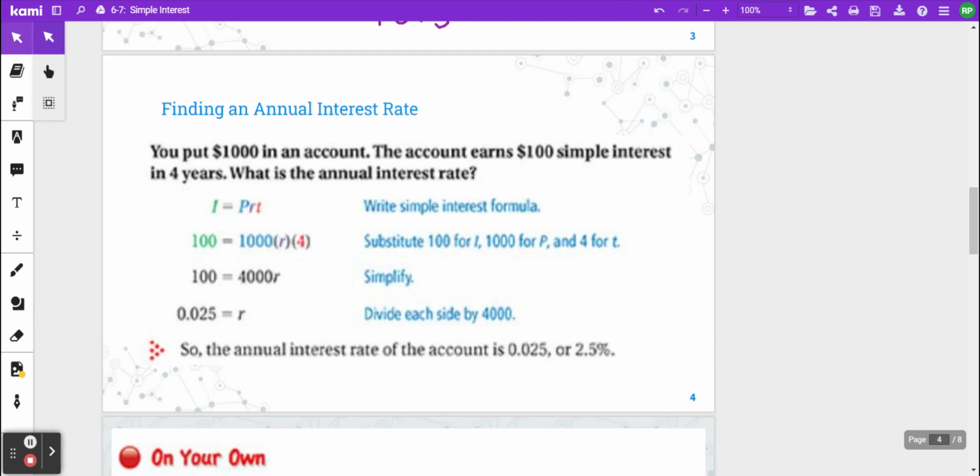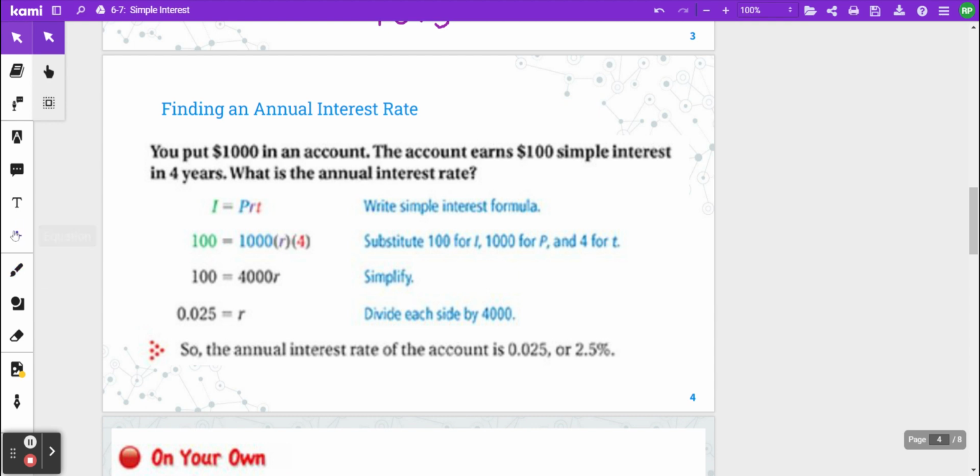The next example says to find the annual interest rate. So here we put $1,000 in an account. The account earns $100 simple interest in 4 years. What is the annual interest rate? We're still using the exact same equation, I = PRT. This time, though, we're told what the interest is, so we'll substitute 100 for I. We will substitute 1,000 for the principal because that was the initial starting amount. The rate is what we are solving for, so R will stay R. And then the time in years is 4.